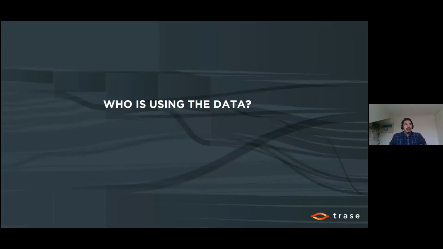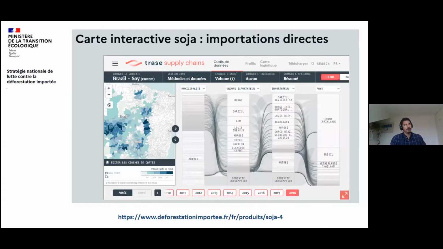Okay, but I think it's important just to mention who has been using the data, or who we are targeting to use this data for. One thing that has been happening here in Europe is that governments are stepping up their game and now trying to put new regulations in place to address that imported deforestation.